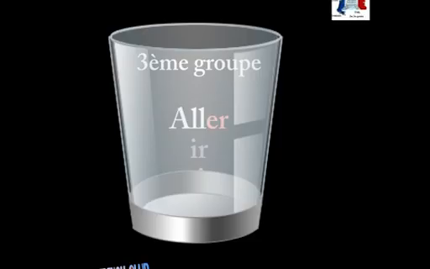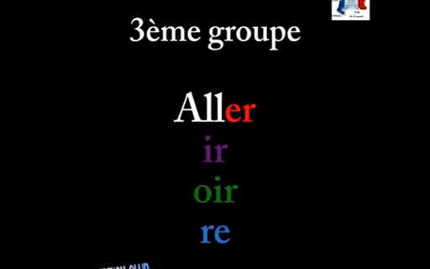I personally call the third group the bin because that's where you see all the verbs. You've got verbs ending with er, like aller, the only one ending with er. So er, aller; ir, venir, partir, sortir, and many others; oir, avoir, devoir, falloir, voir; re, faire, dire, lire, etc. So this is the third group. This is where you've got all the irregular verbs. You need to learn them by heart.